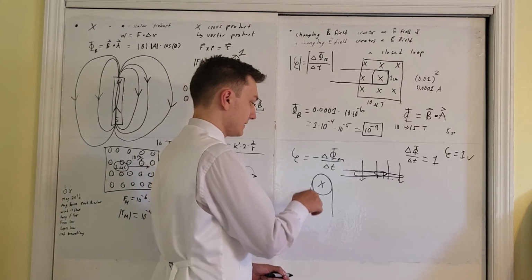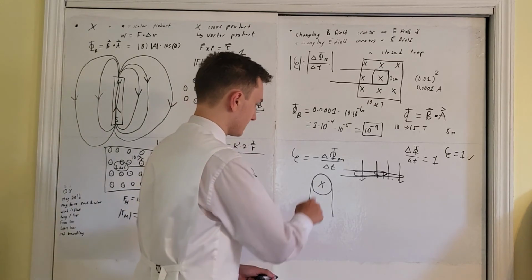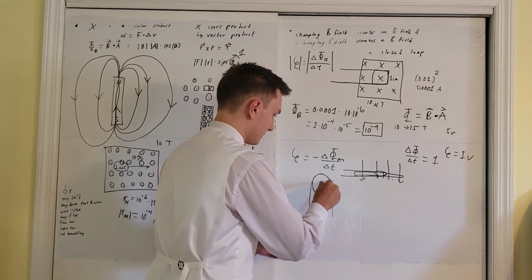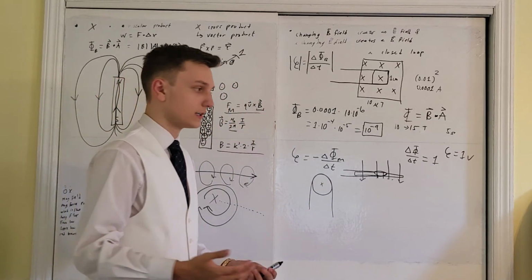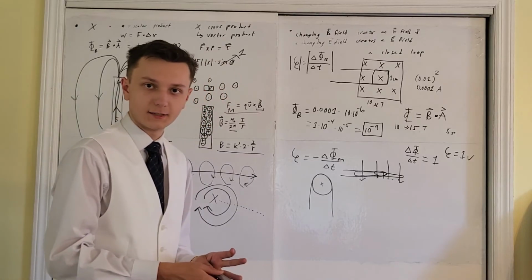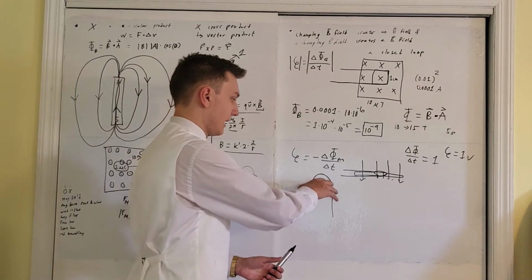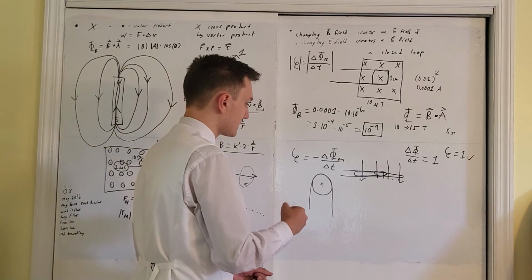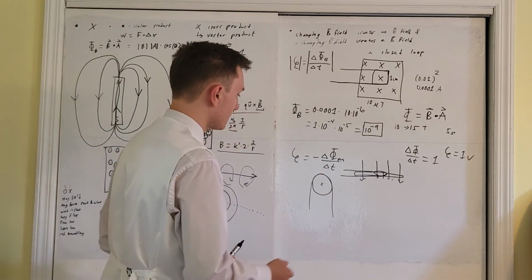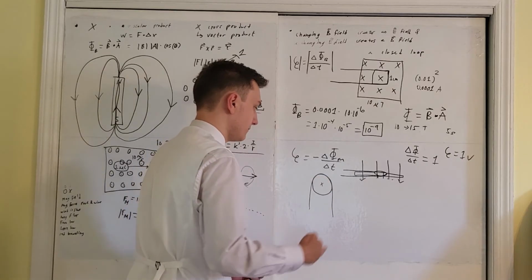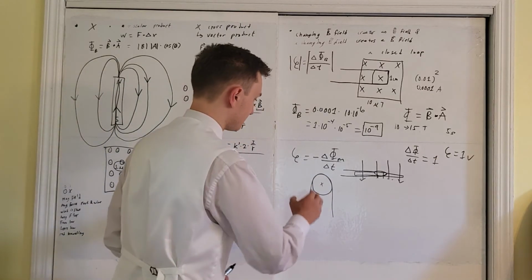If I decrease this B field, so the B field becomes smaller now, what's the wire going to want to do? It's going to want to compensate for that change. So I decrease the B field, the wire wants to increase the B field. How does the wire increase the B field? The wire needs to generate its own B field into the page.